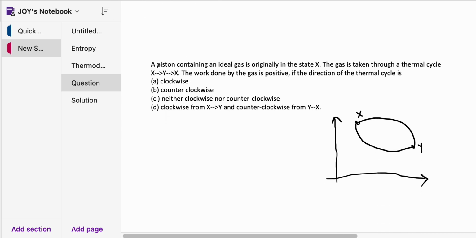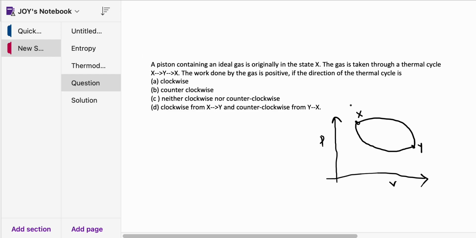Next question is, suppose that a piston containing an ideal gas is originally in the state X. The gas is taken into a thermal cycle, X to Y and again Y to X. Now, the work done by the gas is positive if, this is P, this is V, the direction of the thermal cycle is clockwise or counterclockwise.